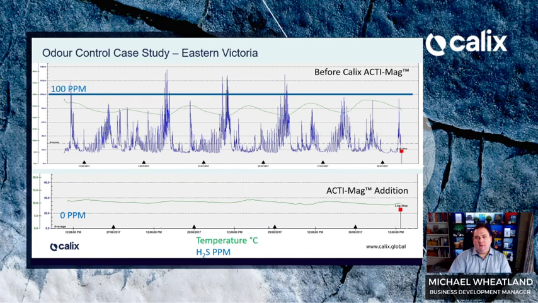We came in and we dropped our product in and took the ferric chloride out, and that's what you see along the bottom here. It essentially dropped from spiking up to 100 parts per million to straight down to zero. It's a very effective solution, and it can reduce your costs in terms of if you've got an odor control system or a chemical dosing system there already.